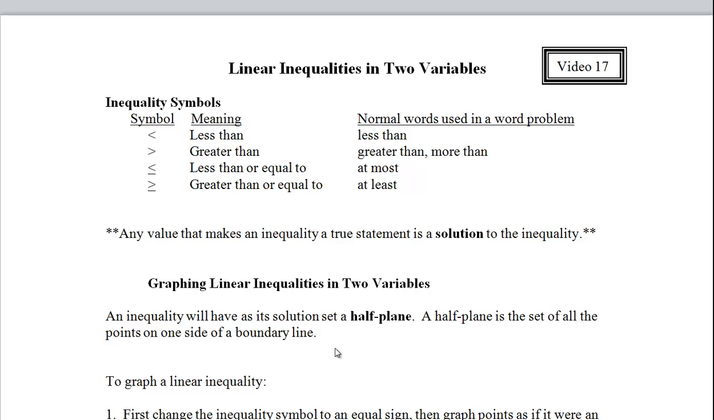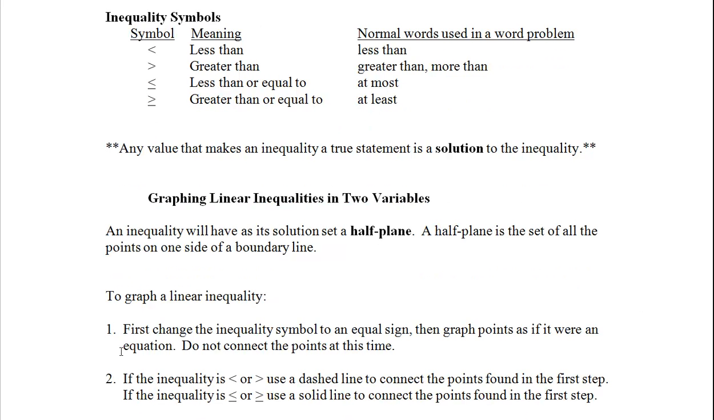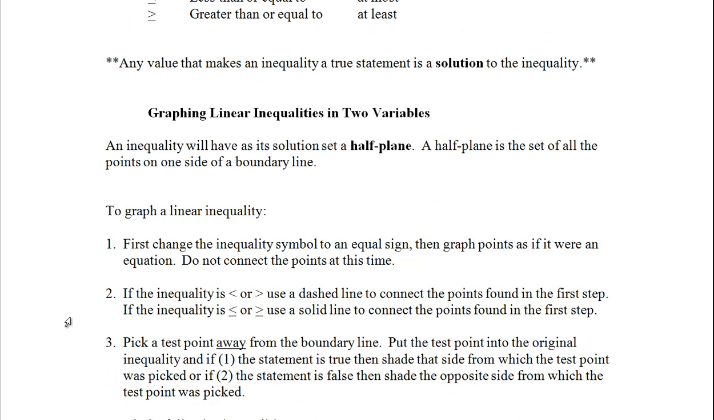You'll understand where these words are coming from. So to graph a linear inequality, first change the inequality symbol to an equal sign, then graph points as if it were an equation, but do not connect the points at this time. Step 2. If the inequality is a less than or a greater than, we use a dashed line to connect the points found in the first step. If the inequality is a less than or equal to or greater than or equal to, we use a solid line to connect the points found in the first step. Why we use a dashed line is that it indicates that the points on the boundary line don't work, whereas a solid line indicates that they do.